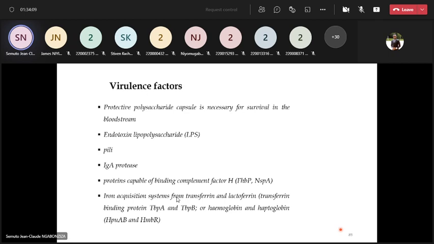As virulence factors, they have a protective polysaccharide capsule, which is very important to survive in the bloodstream. They have the endotoxin that we have seen, lipopolysaccharide, LPS. They have pili or fimbriae that allow adhesion. They have IgA protease that cleaves the mucosal antibody, thus allowing colonization. And they have a protein capable of binding complement factor H, so by this they can inhibit the activation of complement. They can also acquire iron.